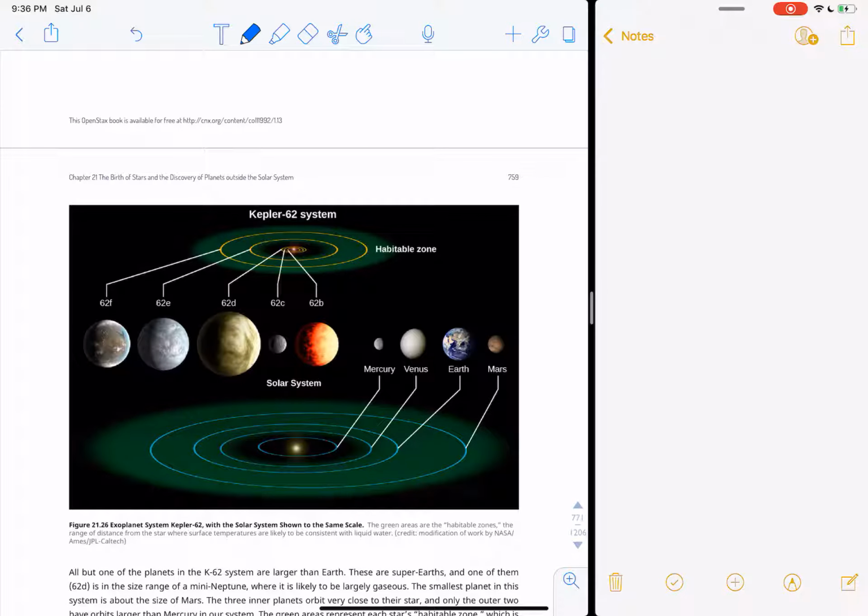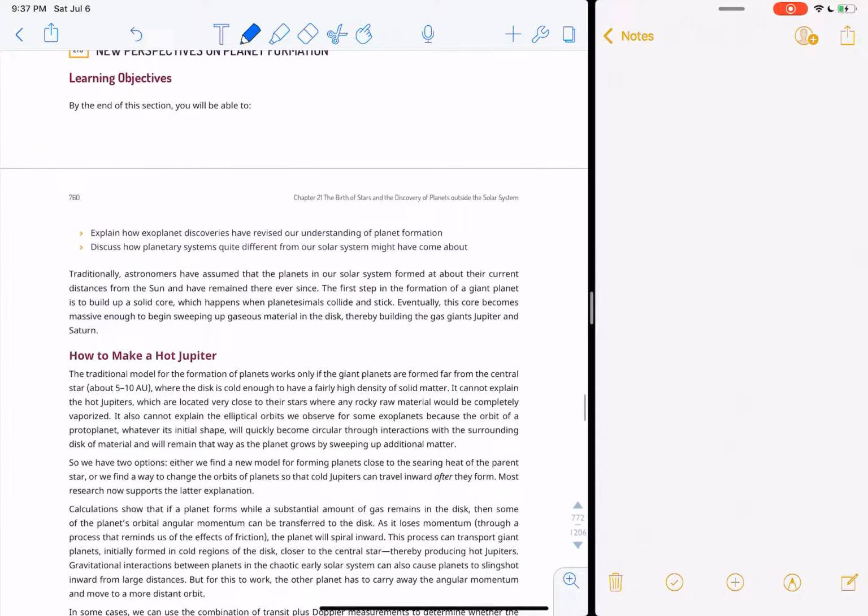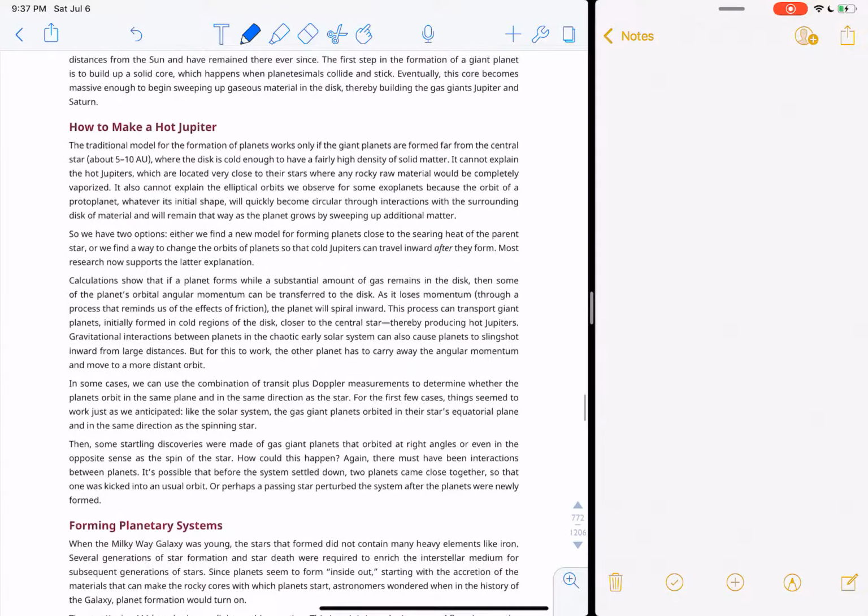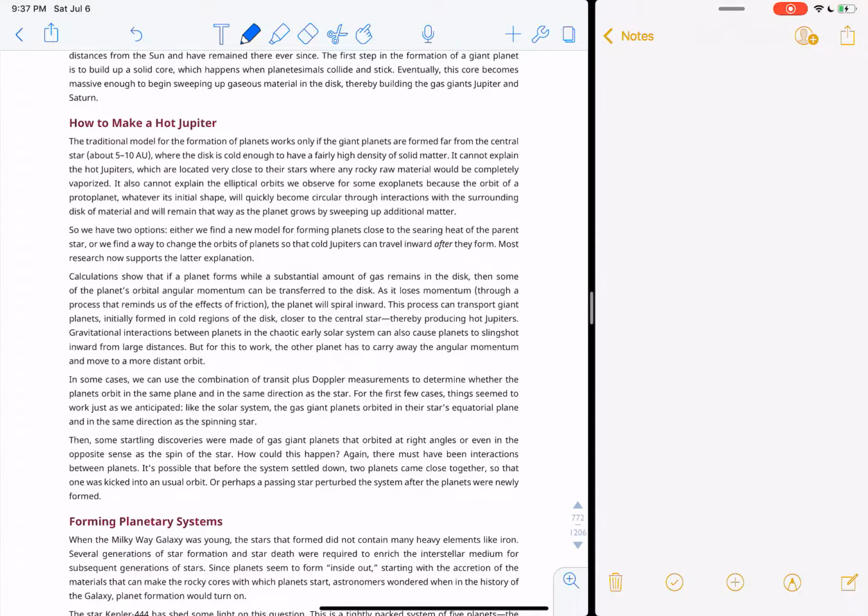So this is an exoplanet solar system, an extrasolar system. If you compare it to our own, you've got the Sun, Mercury, Venus, Earth, Mars, and so on. This is Kepler 62, and these are not images of the planets, they're artist conceptions, but just to show you that in the Kepler 62 system, there are planets within what we call the habitable zone of the star.